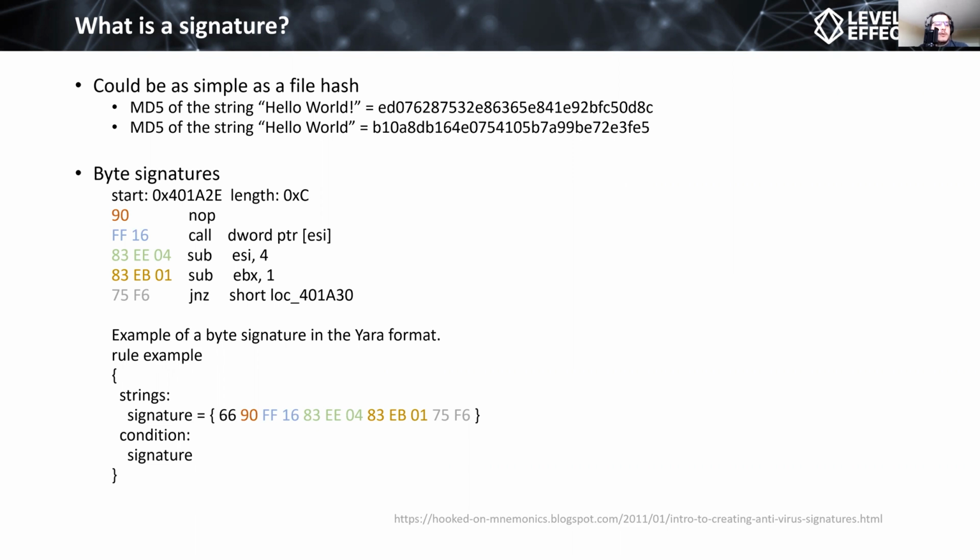I tried to color coordinate it here so you can see, at the top, the assembly of the binary that we're trying to catch in this example. And in the bottom, you can see a YARA format representation of what that signature looks like when it gets passed around in a threat feed or some other sharing mechanism.